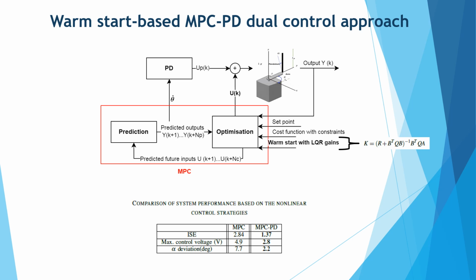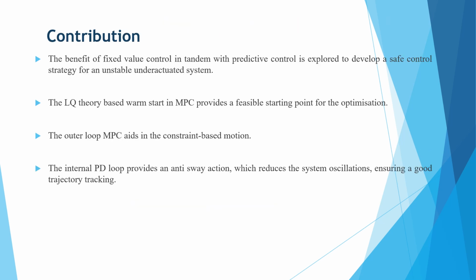On carrying out the experiment on a 2 degrees of freedom underactuated unstable system, which is a rotary inverted pendulum in this case, the following results were obtained. It can be seen that the ISE value of MPC-PD is 1.37, lesser than that of a cold started MPC, which is 2.84. The maximum spike in the control voltage generated by MPC-PD is 2.8, which is lesser than the one produced in a cold started MPC, which is 4.9. The pendulum angle deviation is also minimum in MPC-PD, which is 2.2 degrees.